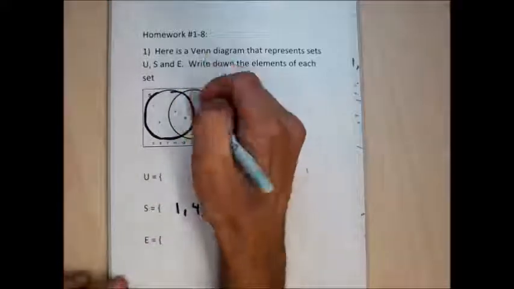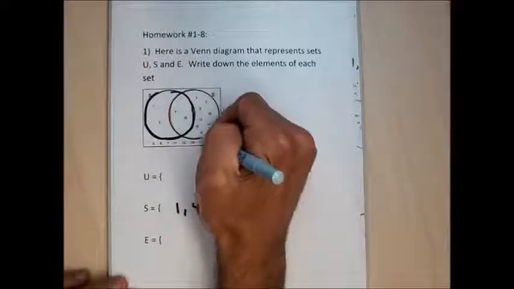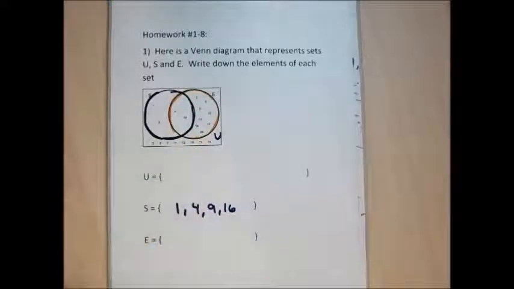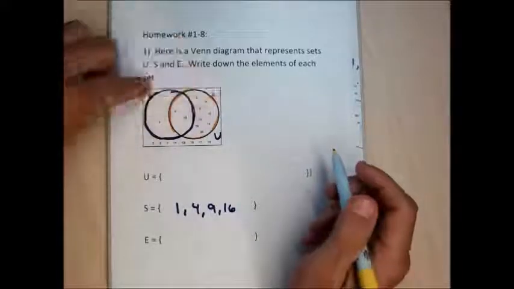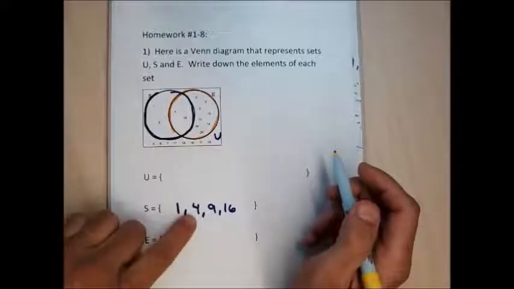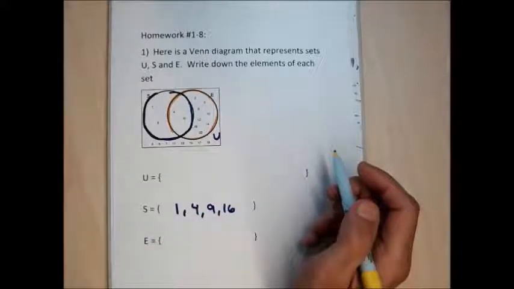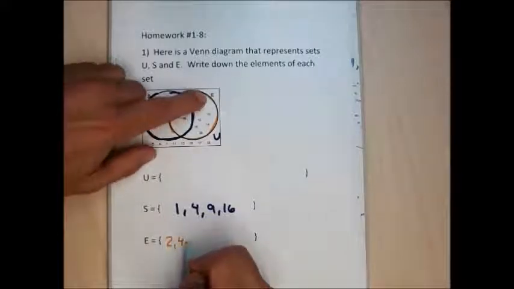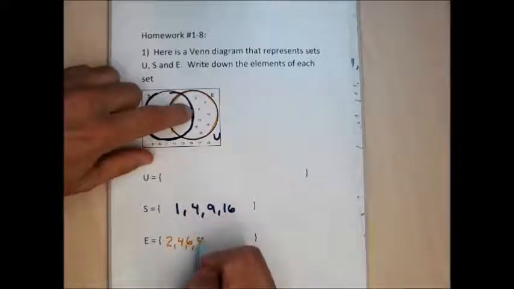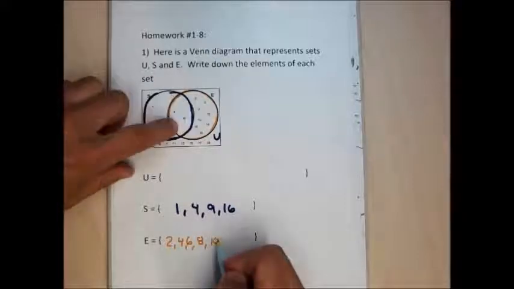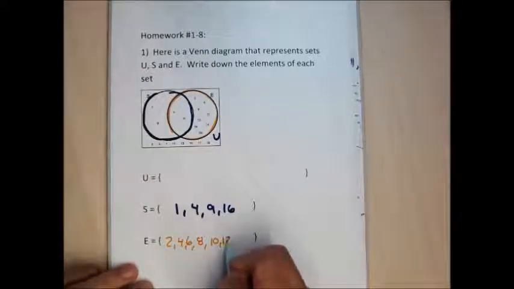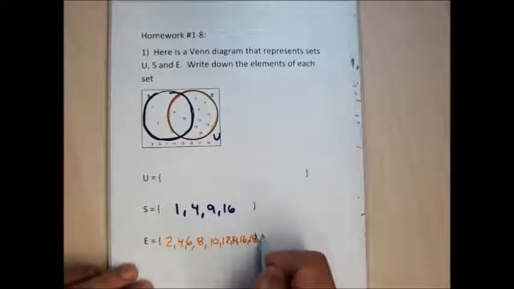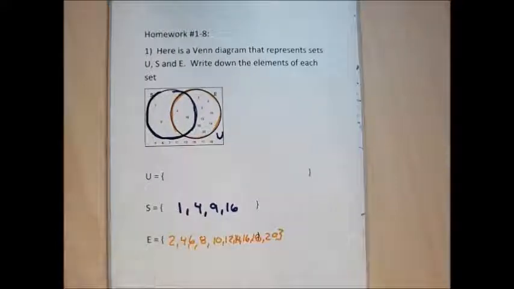Next, I'm going to look at the E circle. Any number inside the E circle, which I'm highlighting in what's supposed to be yellow but looks more orange, is going to be part of set E. I think E means even. S means squared, because 1 squared is 1, 2 squared is 4, 3 squared is 9, 4 squared is 16. And if I look at the E circle, there's the numbers 2, 4, 6, 8, 10, 12, 14, 16, 18, and 20, separating the numbers with a comma. Kind of went over my limit here. So that's the E set and the S set.